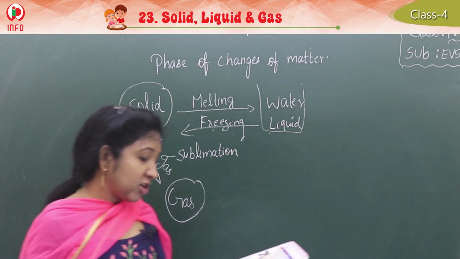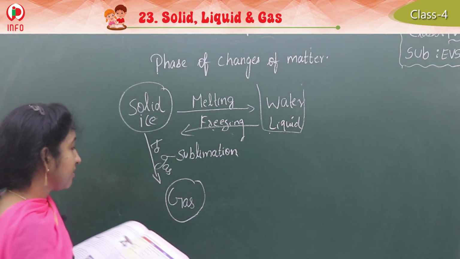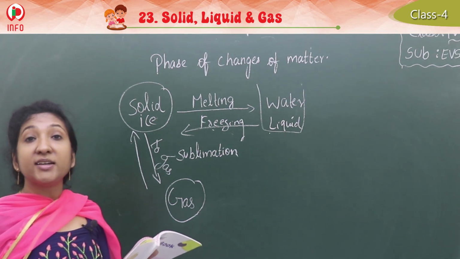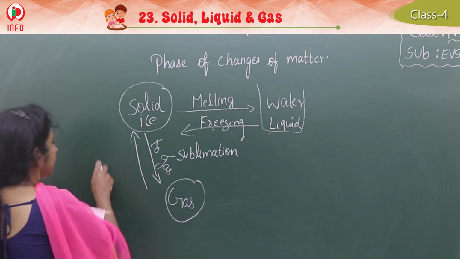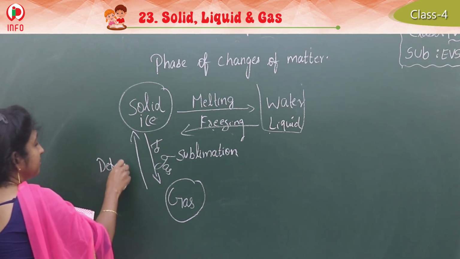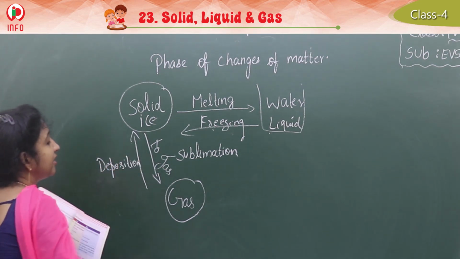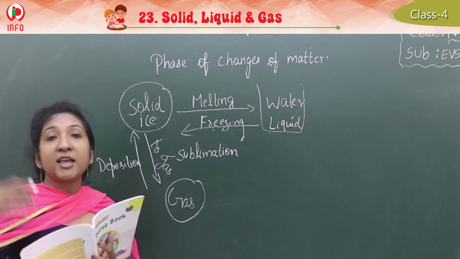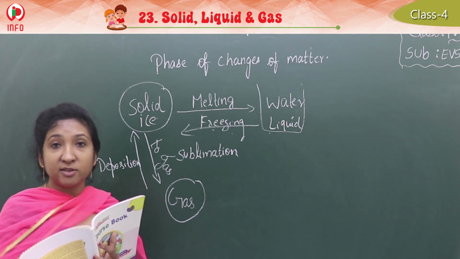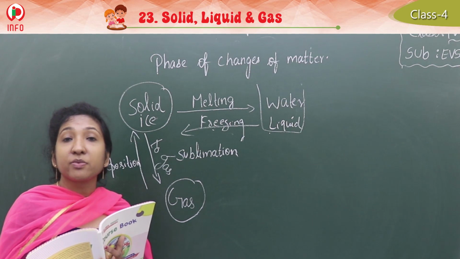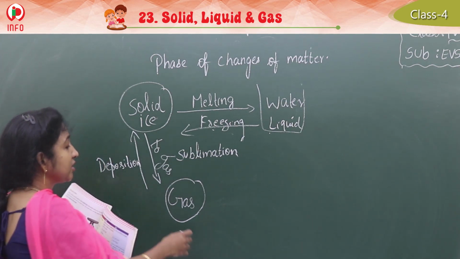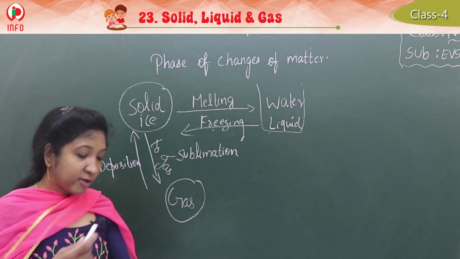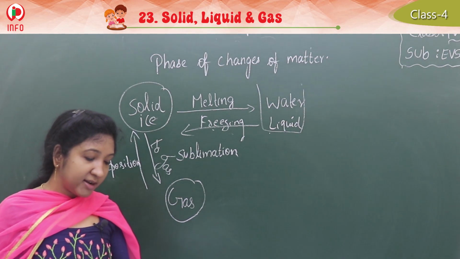And deposition means what? Gas changes to solid again. That is actually called deposition. In deposition, gas will change back to solid. Sublimation, solid will change to gas, directly solid changes to gas. And the deposition of gas to ice, gas to solid, is deposition.